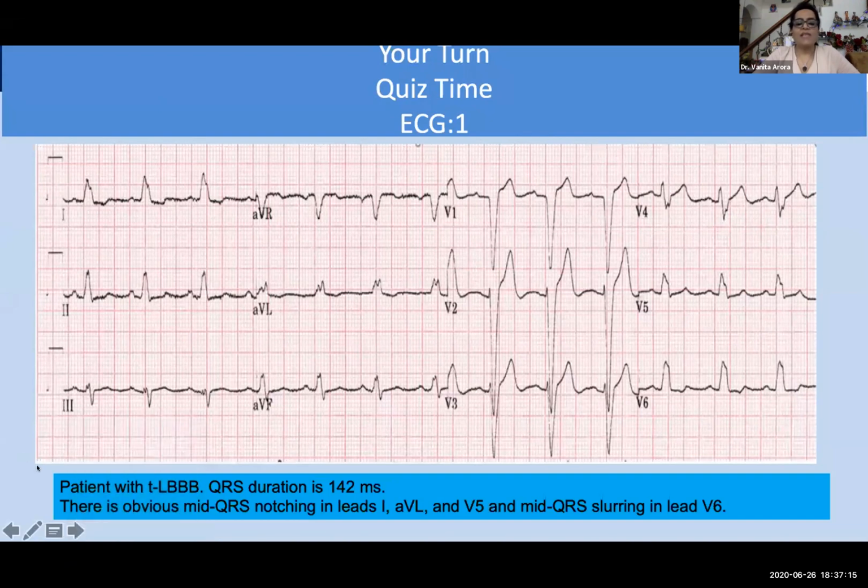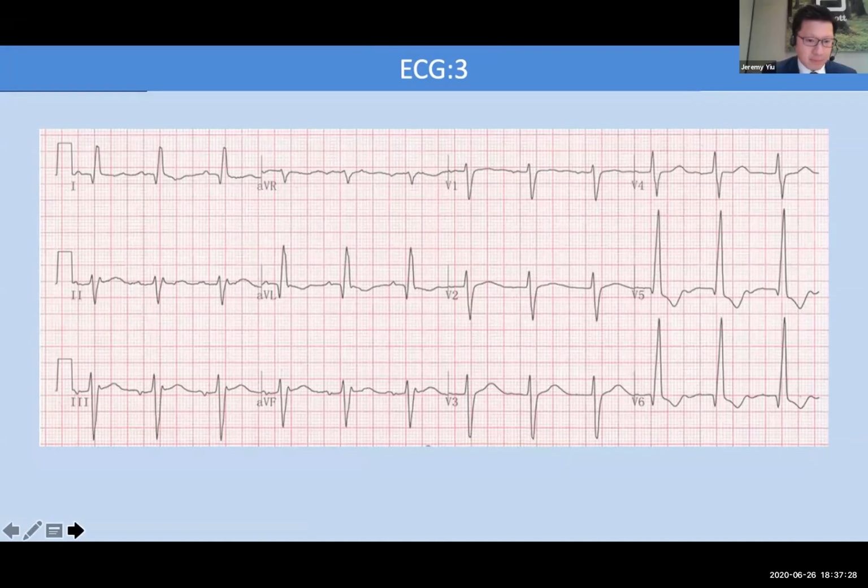So as we discussed, the QRS width is around 150 milliseconds, and there is a mid QRS notching in lead V1, AVL, and V5, V6. So this patient is going to be a good candidate for CRT. Now this ECG, can we have the question on, does this patient need a CRT?